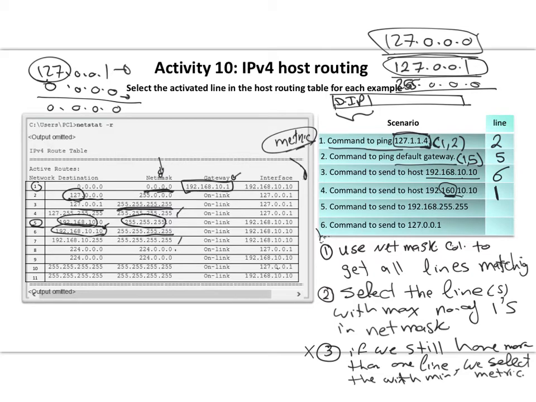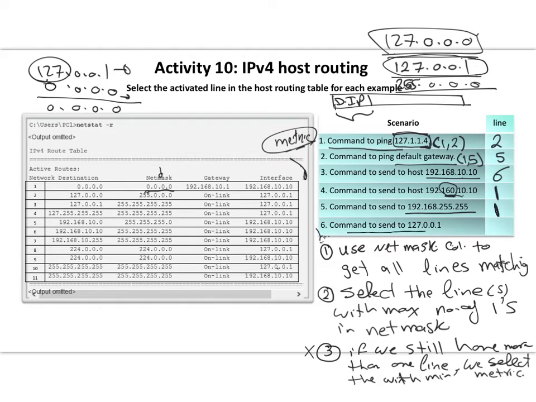Right. So command to send to 192.168.255.255. Of course, there's no exact match. And here, if we look at 192.168.255.255, this one will not work, this one will not work, this one will not work, and nothing works. So again, the default route will be valid in that case.